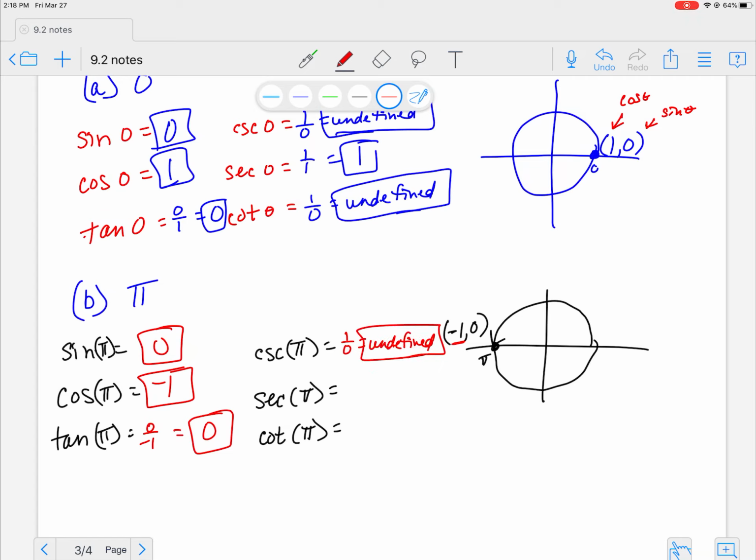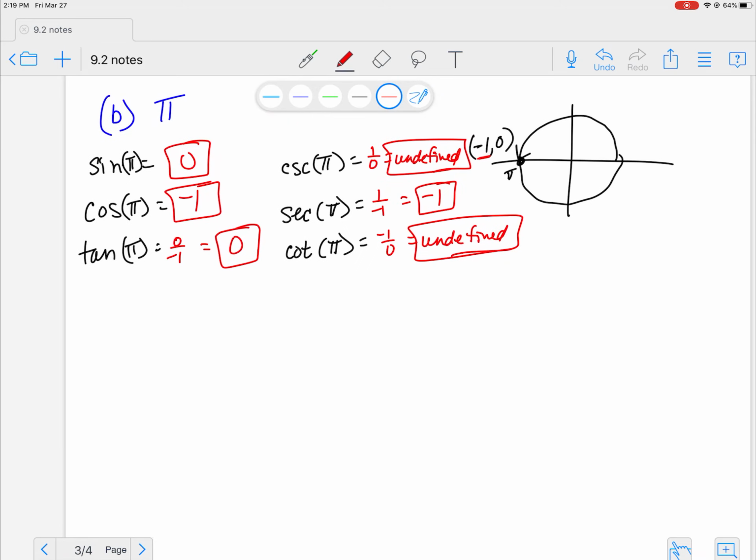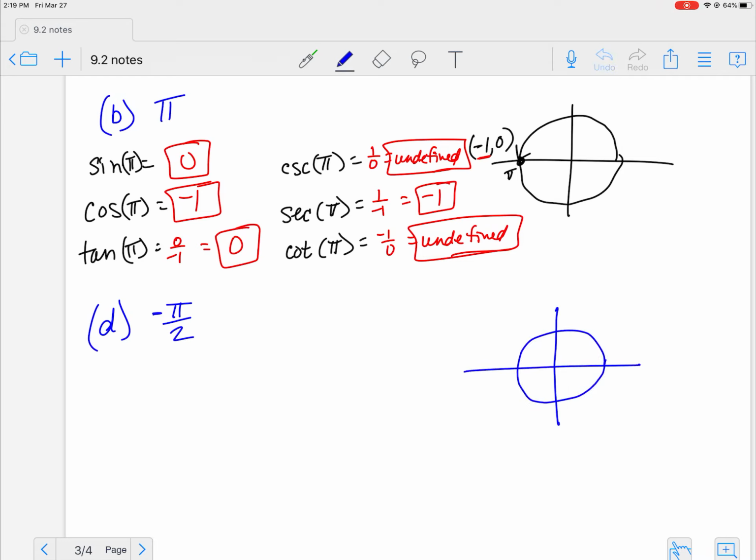Good. What about cosecant? 1 over 0 again is undefined. You guys are getting this. I like it. Secant is 1 over -1, giving me the -1. Cotangent, yep, so -1 over 0, gonna stick with the undefined. Good. Okay, let's do another one. I'm gonna skip C, just go straight to D. Negative pi over 2.